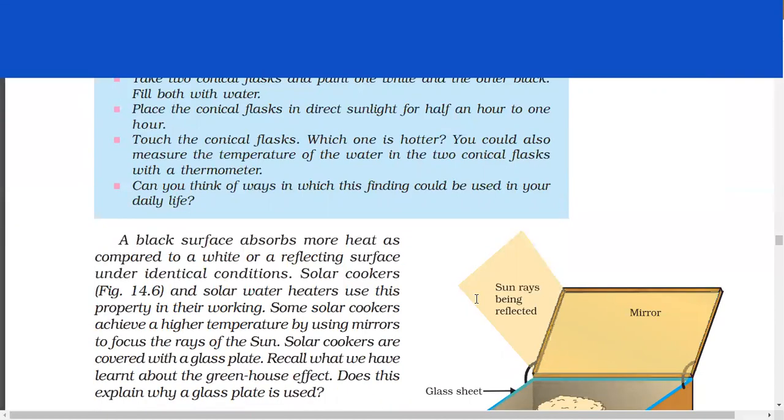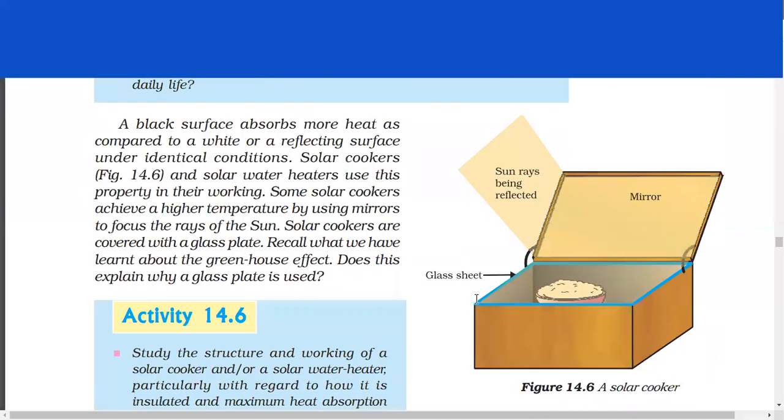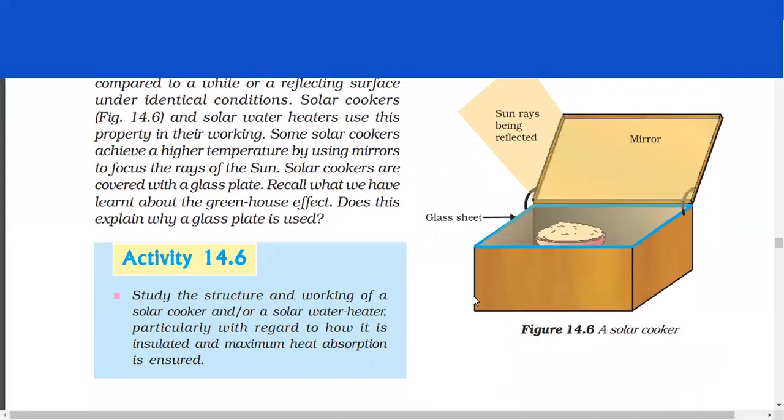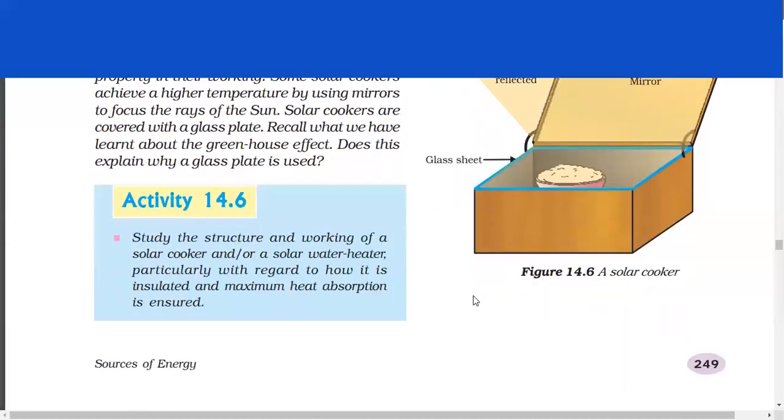A black surface absorbs more heat as compared to a white or a reflecting surface under identical conditions. Solar cookers and solar water heaters use this property in their working. Some solar cookers achieve a higher temperature by using mirrors to focus the rays of the sun. Solar cookers are covered with a glass plate. Recall what we have learned about the greenhouse effect? Does this explain why a glass plate is used?